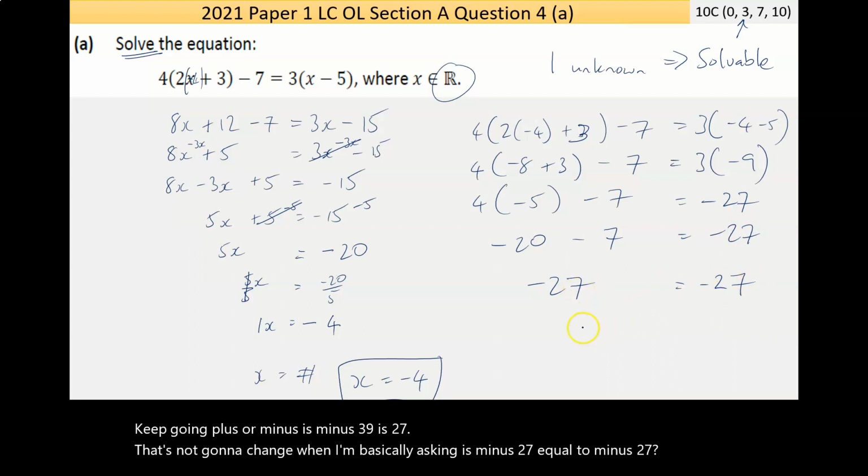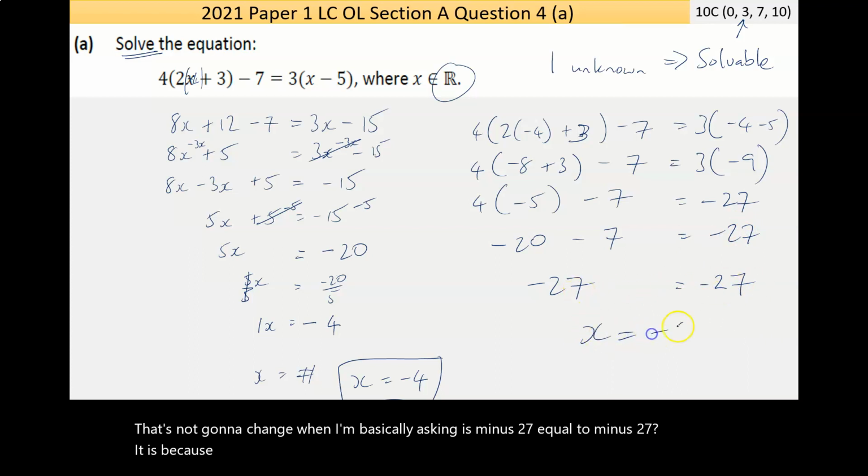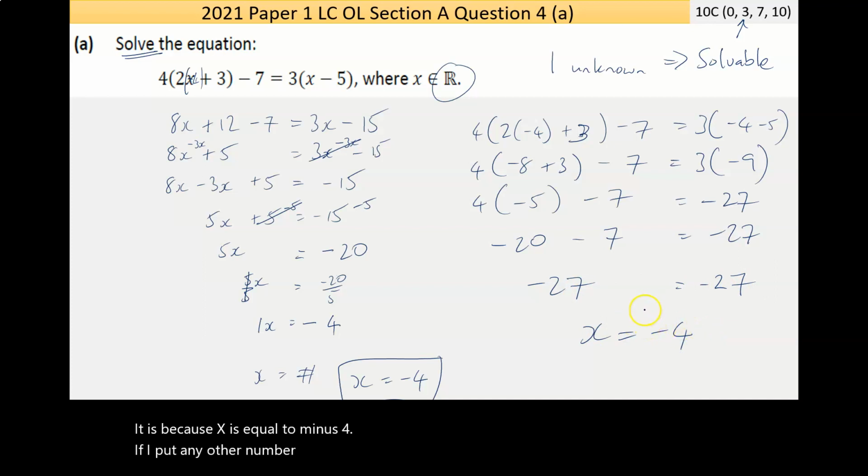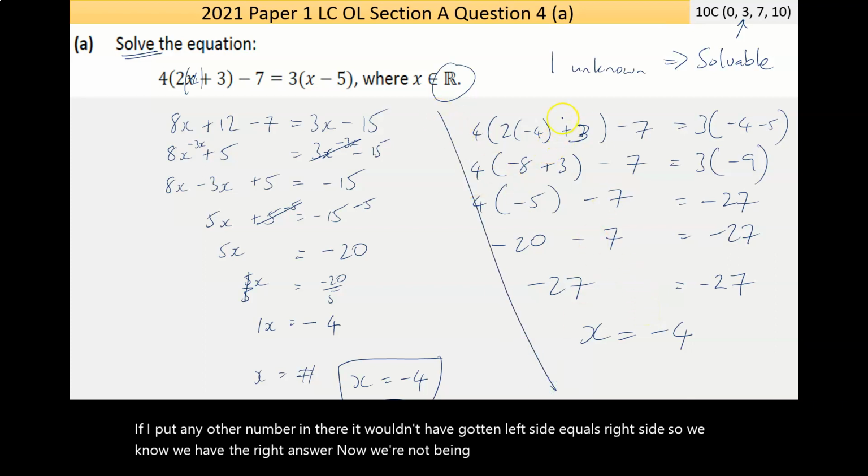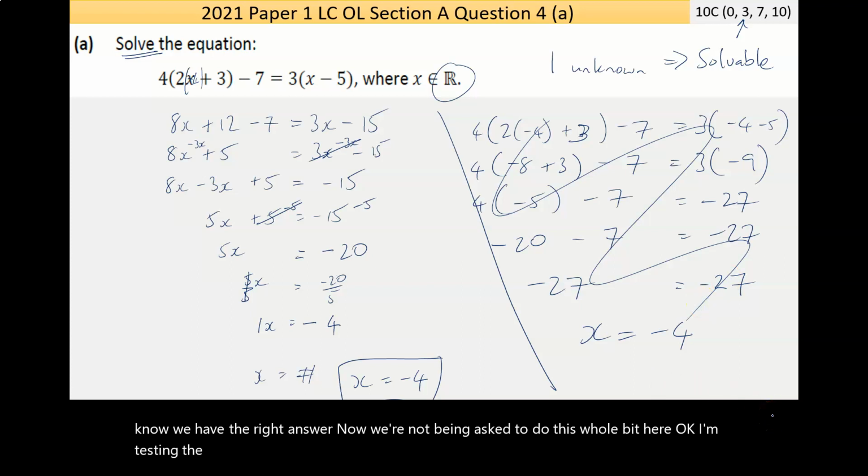It is, because x is equal to minus 4. If I put any other number in there, it wouldn't have gotten left side equals right side. So we know we have the right answer. Now, we're not being asked to do this whole bit here. I'm testing the answer just to see if I'm right, but I don't need to.